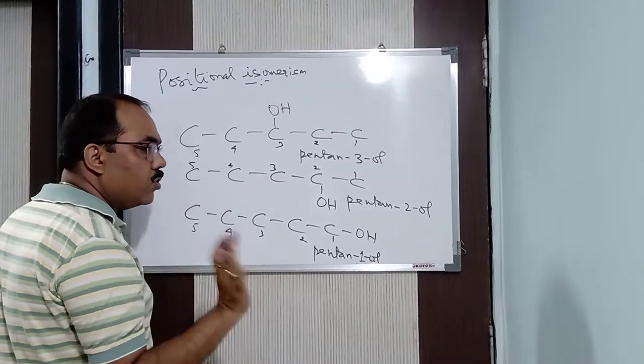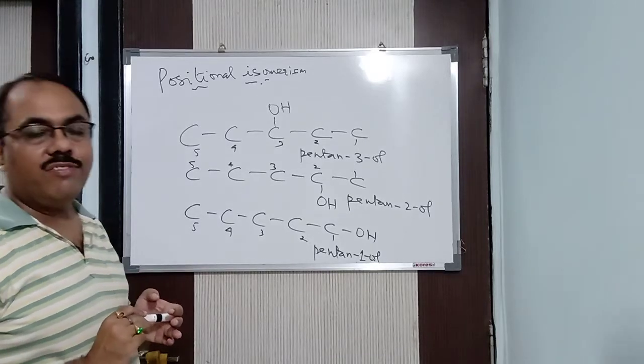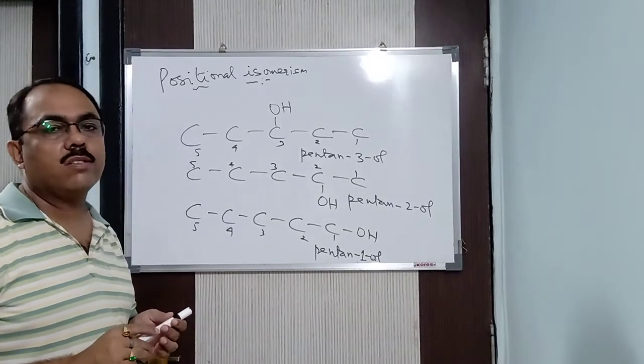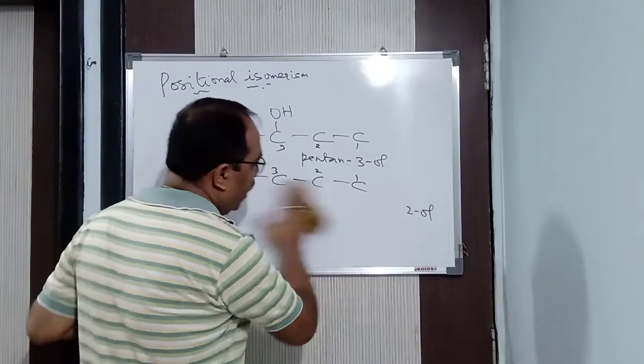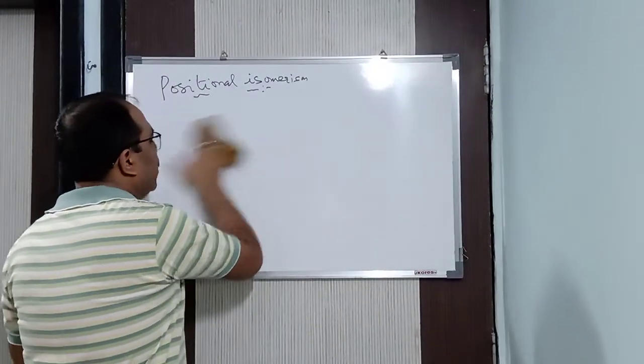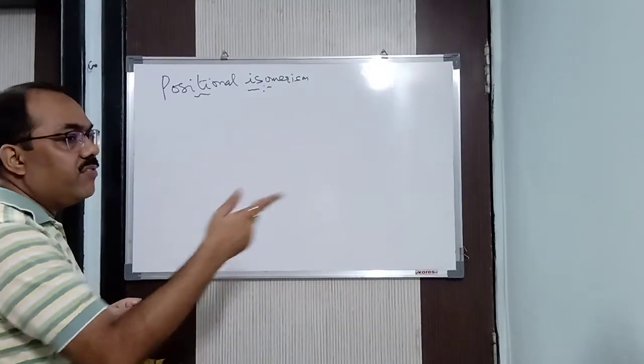The basis of its position of the functional group. So when the position of the double bond, triple bond or the functional group differs, then what is that known as? This is called positional isomers. In case of chain isomers, you have seen it, the chain was different.